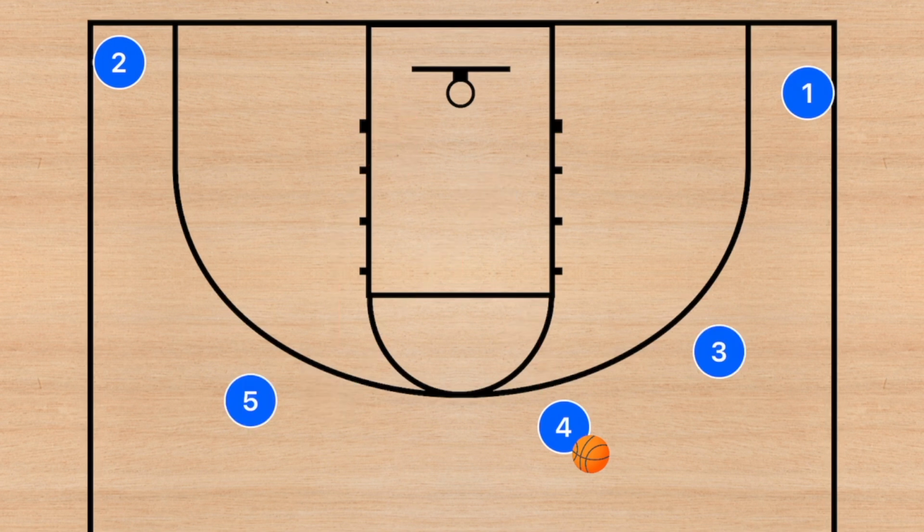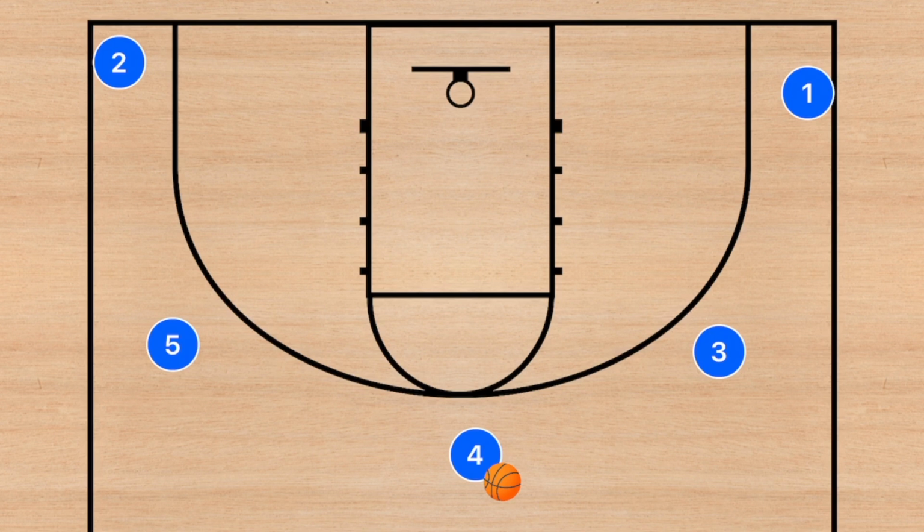Whatever it may be, I always like to reset back to 5 out, and you can continue to run that weave offense that I showed you initially.